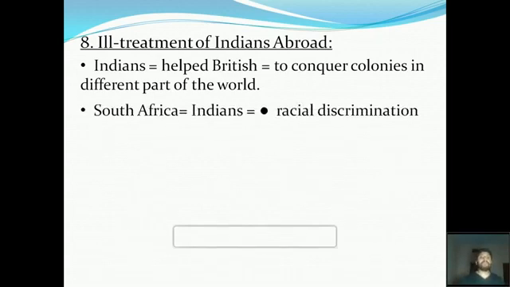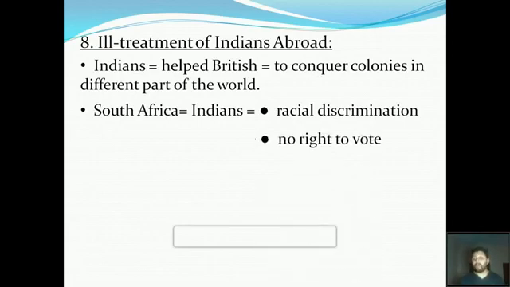But they were not being considered even equal to the British. Not even equal to the British, they were facing a lot of discrimination. And the best example is what was happening in South Africa, because Indians had played a great role in capturing South Africa. That's why South Africa became a colony of the British. But even those people who had rendered such a wonderful service to the British were not treated properly by the British. They have faced a lot of racial discrimination.